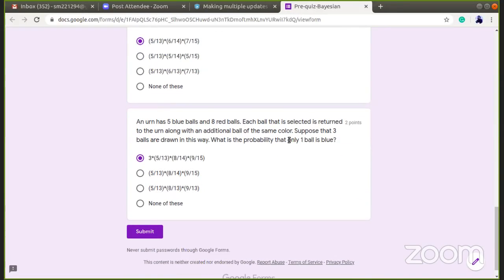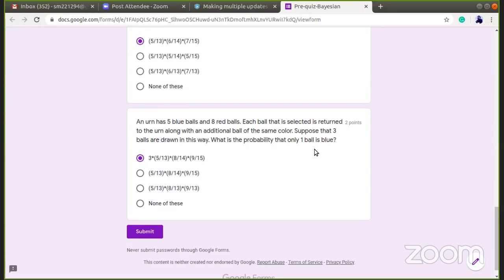And then in this case, the same thing is happening, except that we are trying to find the probability that only one ball is blue. So in this case, I think this should be the answer. So 5 by 13 means only one ball is blue.